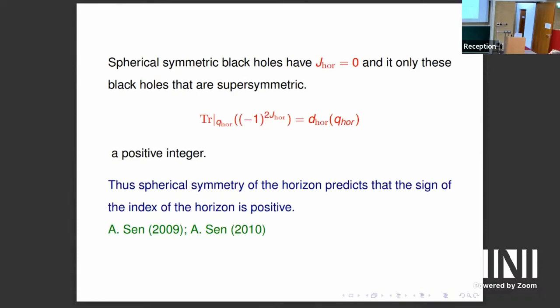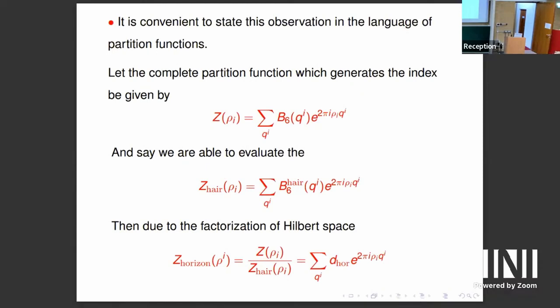Let's see how to extract the horizon. So we've got to split the horizon degrees of freedom. You also have to focus on single-centered black holes, because this whole argument worked as though the black hole is single-centered, and so on. So we have to do two things. We have to make sure that we are in a single-centered configuration, and we have to factorize the higher degrees of freedom.